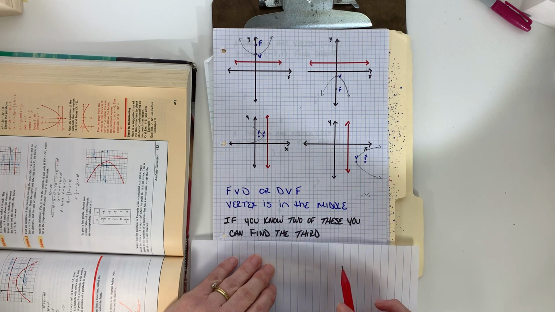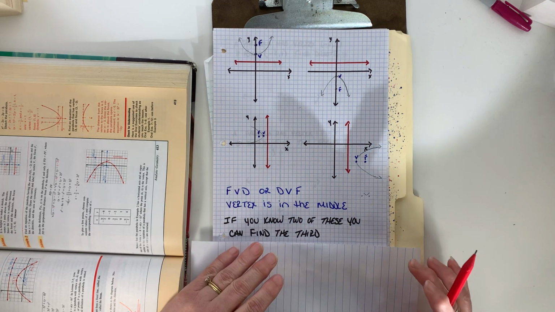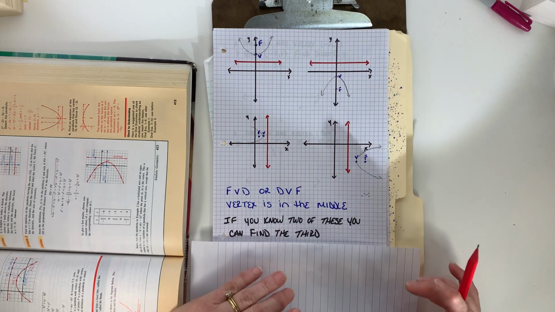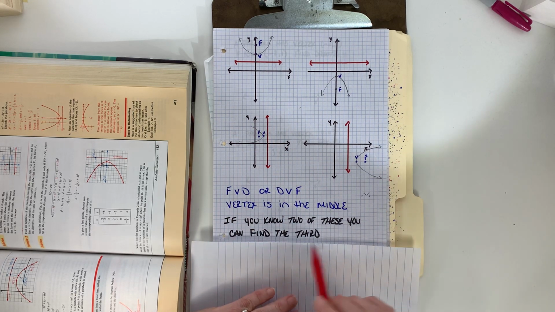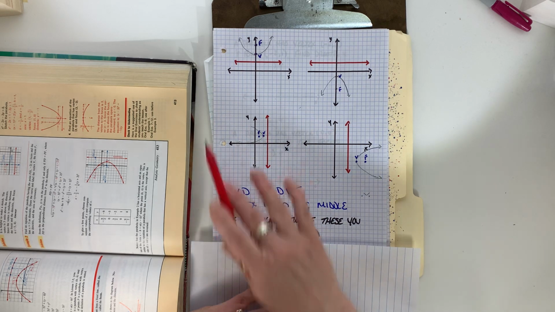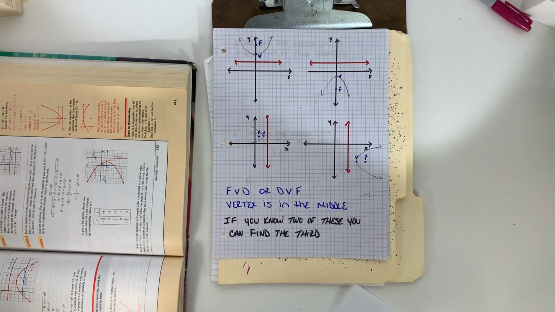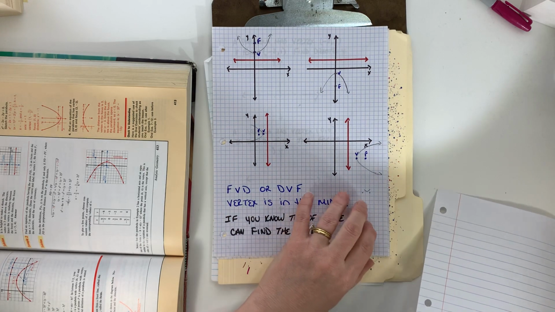if you know 2 of these, you can find the third, which is where we start doing some problems, practicing and figuring this whole parabola thing out, okay? So they're going to give us 2 out of the 3, and we have to find the third. So this gives us all of our examples of parabolas. Let's go on to the next thing.